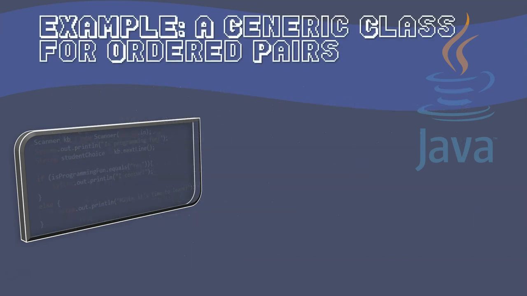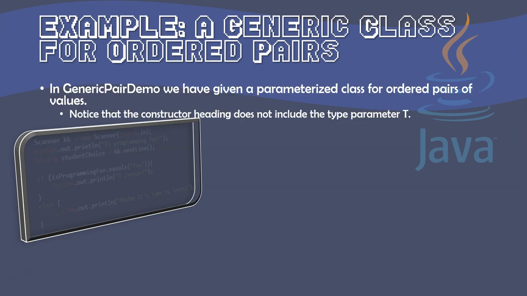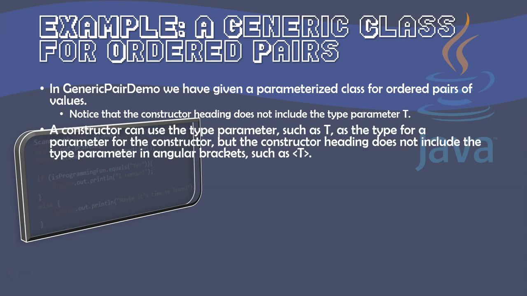Now, let's look at an example here with our different type parameters and everything. We're using something for ordered pairs. In the generic pair demo that we'll look at here in a little bit, we've been given a parameterized class for ordered pairs of values. You'll notice that the constructor heading does not include type parameter T. The constructor instead can use a type parameter as a type for the parameter of the constructor, but the constructor heading does not include the type parameter in angular brackets. So that's very important to note here.